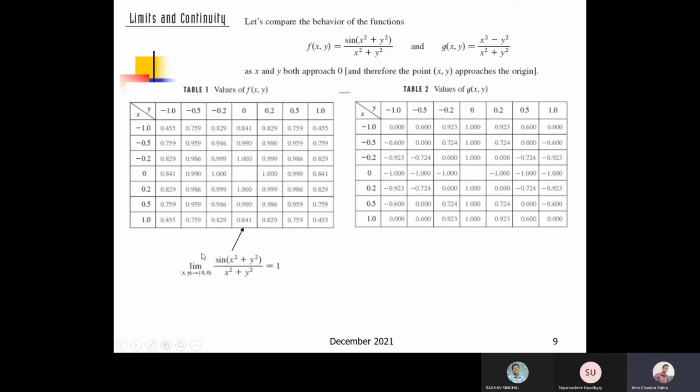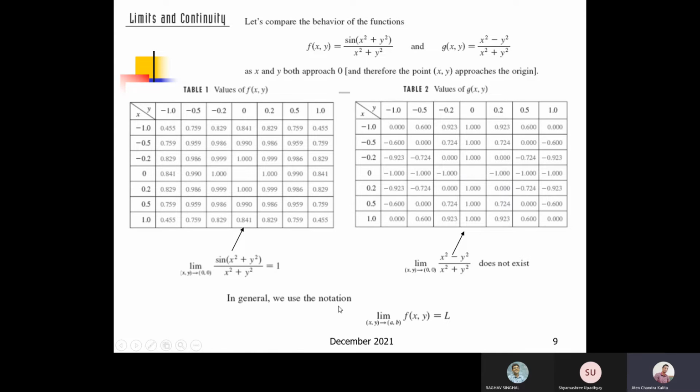Now that I have already defined the limit of a function at a point AB, if that point AB is say 0, 0, that is the origin, then from this table it seems that the value of that limit is 1. Whereas here it is inconclusive, so that is why we say that it doesn't exist.